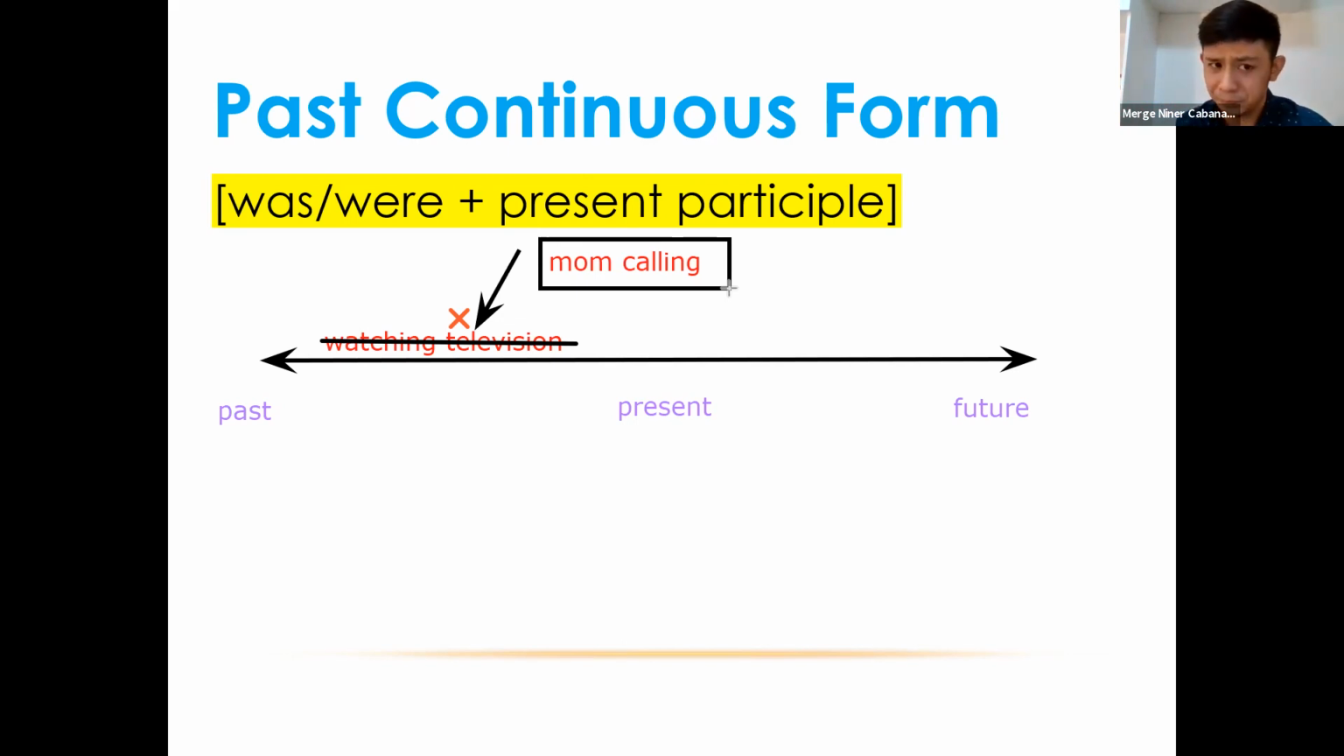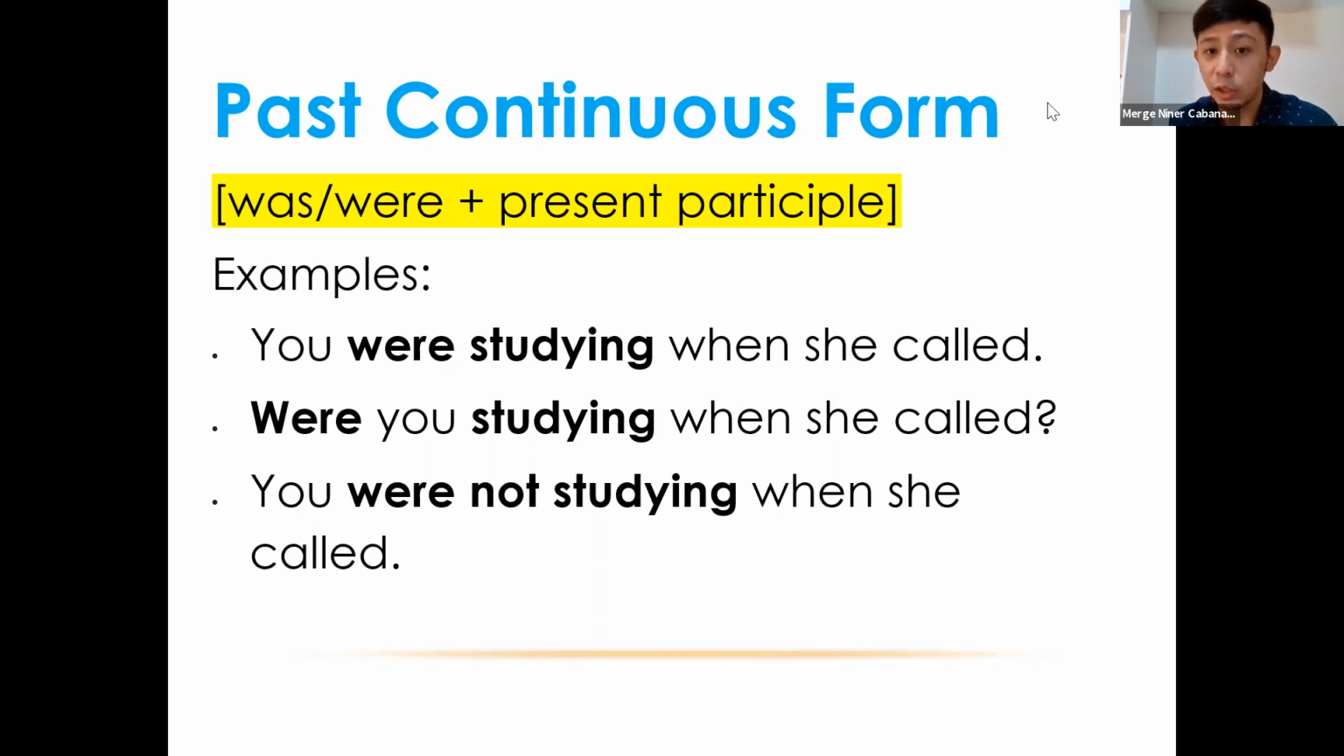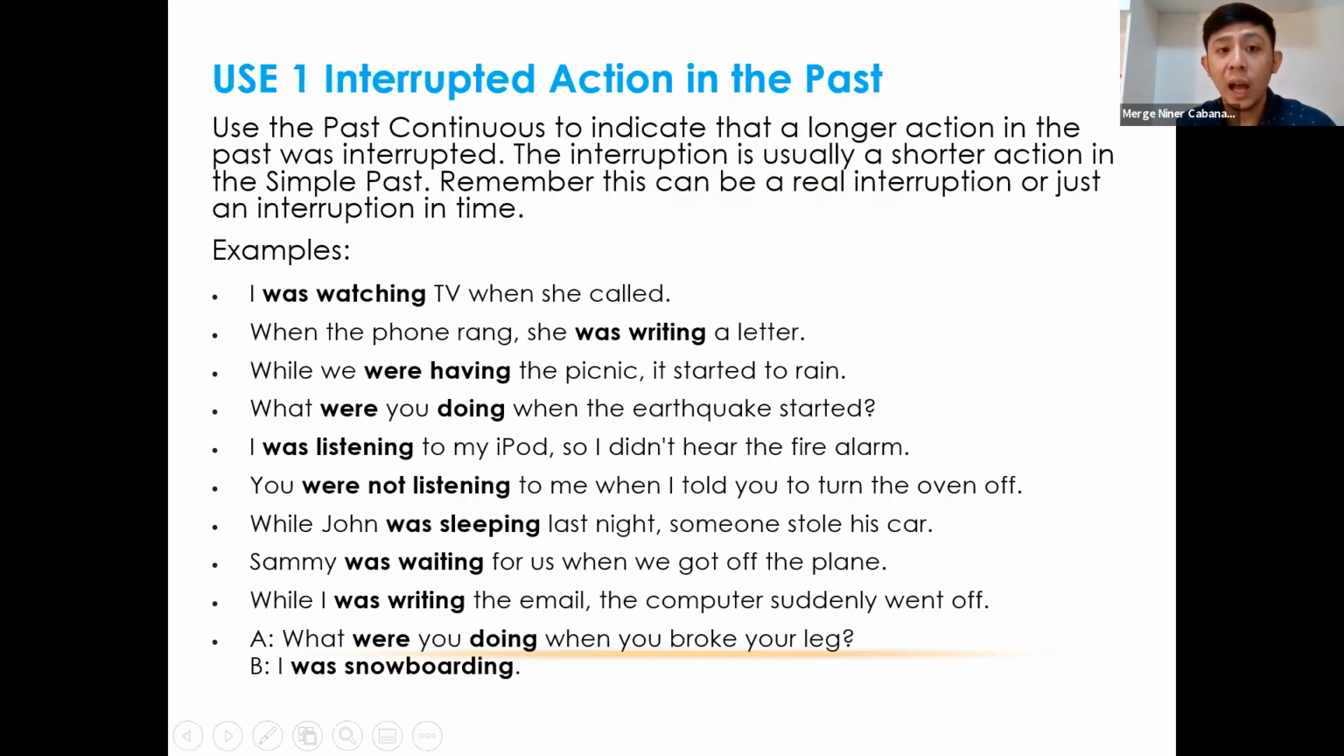We will be using the past continuous tense, was, were, plus present participle, plus the interrupter in the past simple. Okay? We will be using all of those tenses, we'll be using the combination of them. So take a look at this. I was watching TV. I was watching TV, an activity which was not finished when she called, an activity which got completed.